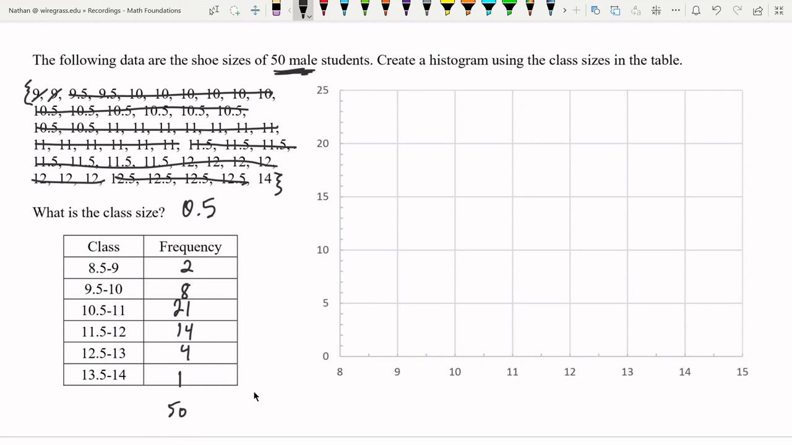Okay, now to create a histogram, we're just going to draw the bars on the graph. We have 8.5 here to 9. That's the first class. And that has a frequency of 2. 2 is right here. This is 1, 2, right? So I'm going to go up to 2, go all the way over, and then down. That's my first bar. Okay, the next class says 9.5. 9.5 is here, and then 10 is here. And so that's going to be 8 tall. So we're going to go 8 is right here. And so that's going to be something like this.